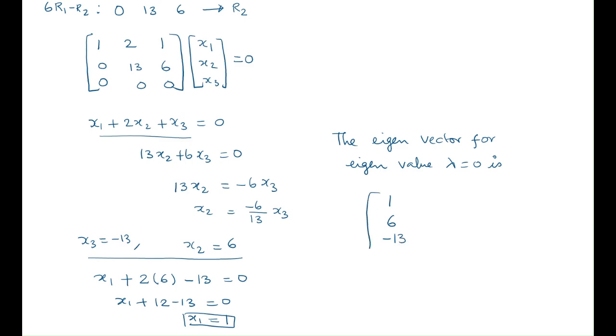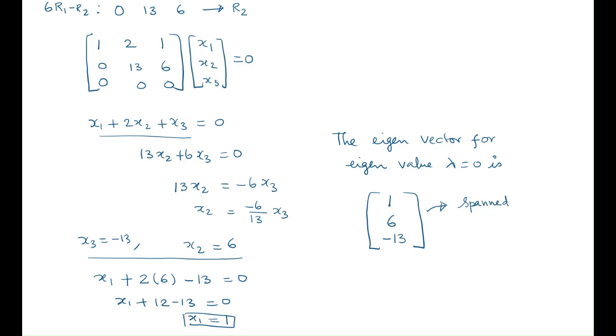Okay. Some textbooks write it in a reduced form by using x3 as 1, so that x2 will become minus 6 by 13 and this will become 1 by 13, right? So that is also allowed. We can write in any form because we have infinite number of eigenvectors, okay, and all such vectors are spanned by the vector we choose.